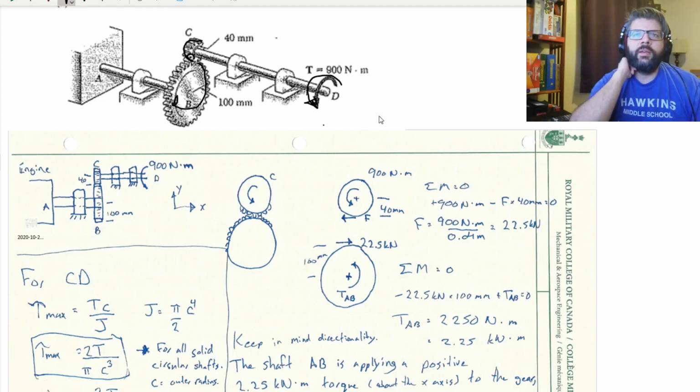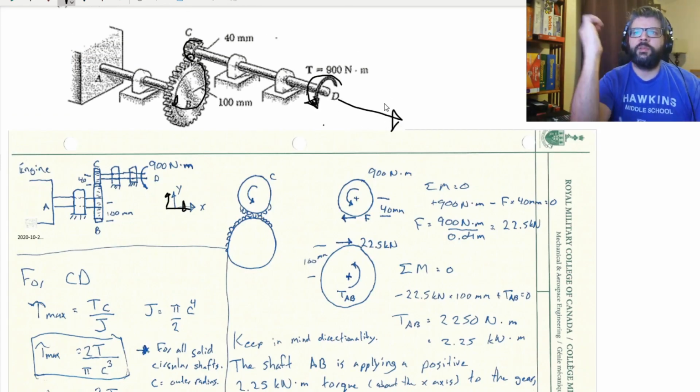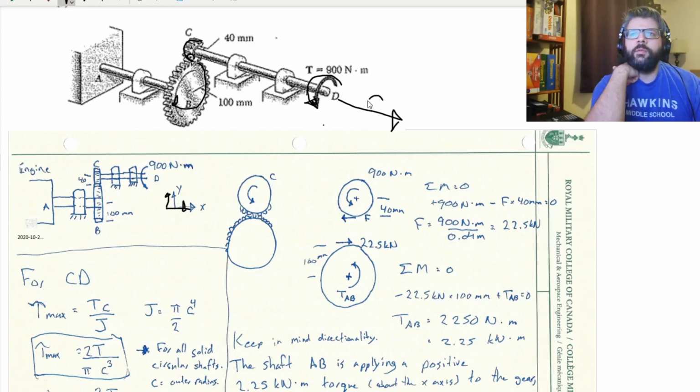So again, I just redrew this here. The x-axis this way, y-axis this way. So again, x-axis this way. That'll mean that based upon our right-hand rule, there is a positive moment that we're applying to this shaft. So positive moment about the x-axis. So we need to figure out how those moments relate to one another.